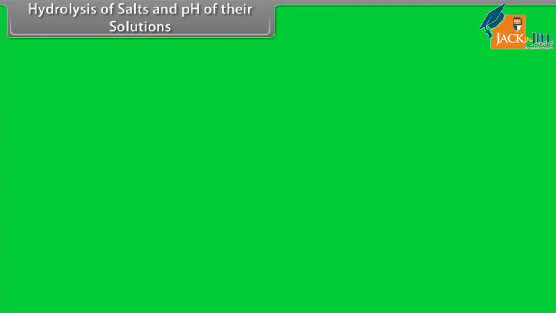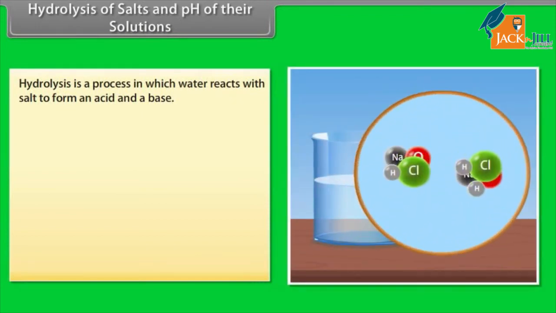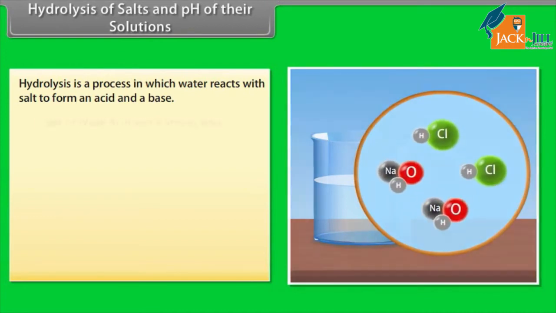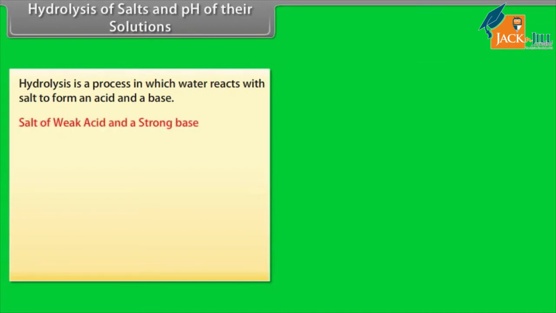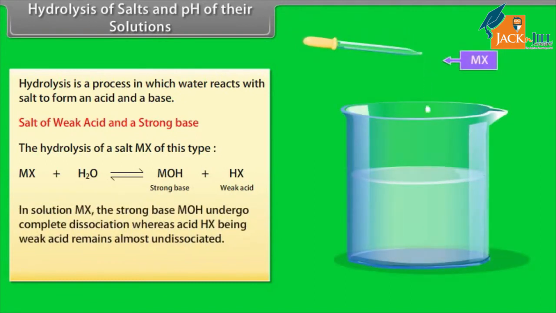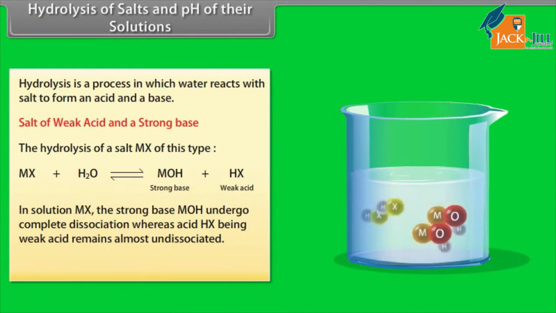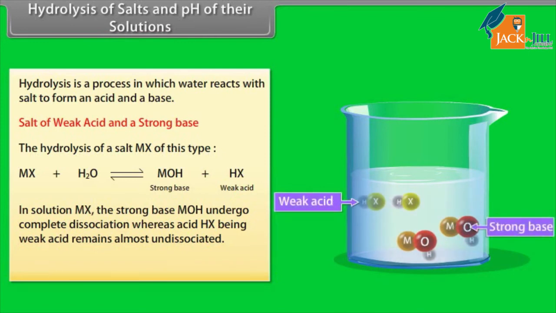Hydrolysis of salts and pH of their solutions. Hydrolysis is a process in which water reacts with a salt to form an acid and a base. Salt of a weak acid and a strong base. The hydrolysis of a salt MX of this type. In solution, MX, the strong base MOH undergoes complete dissociation, whereas the acid HX, being a weak acid, remains almost undissociated. The pH of the solution of this type is more than 7.